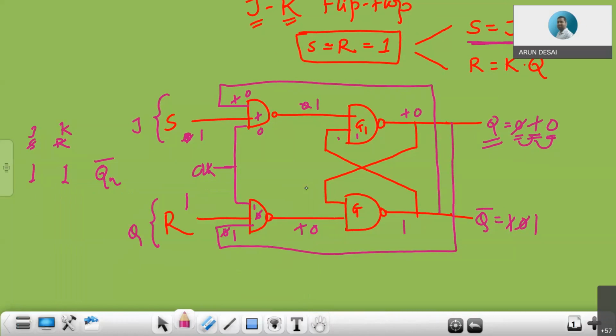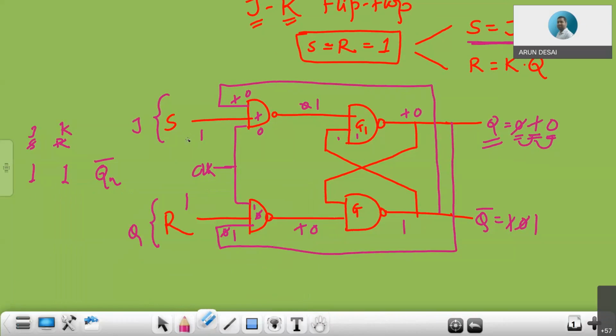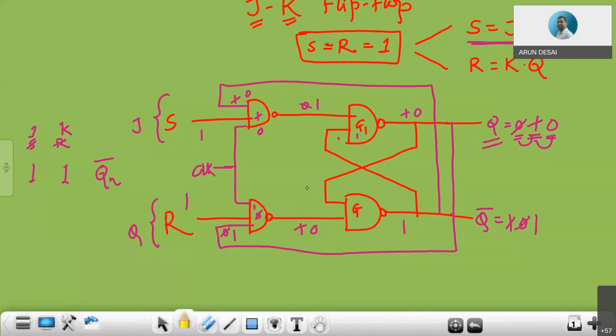इथपर्यंत समजलं का J and K मध्ये काय होत आहे? ओके, हे समजलं का J आणि K मध्ये काय होतं?